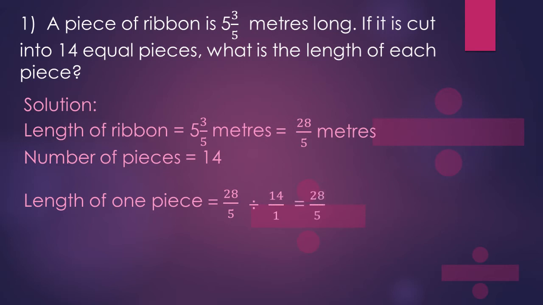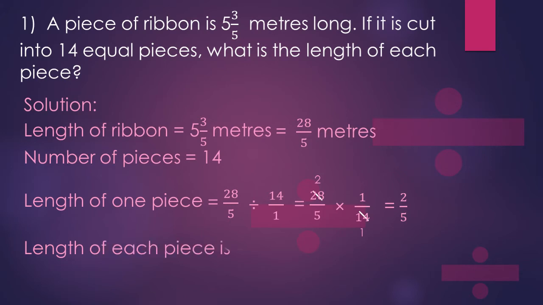Write 28/5 as it is. Change the division sign to a multiplication sign and multiply by the reciprocal of the divisor 14, which is 1/14. Here I see 28 and 14 are both divisible by the same number, 14. So cancel them out by 14. 14 2s are 28 and 14 1s are 14. Now it cannot be further simplified, so do the multiplication. 2 1s are 2 and 5 1s are 5. So the fraction is 2/5.